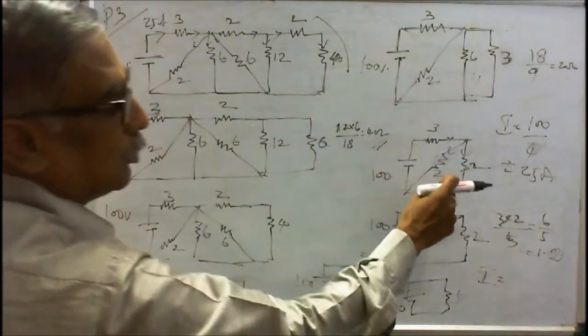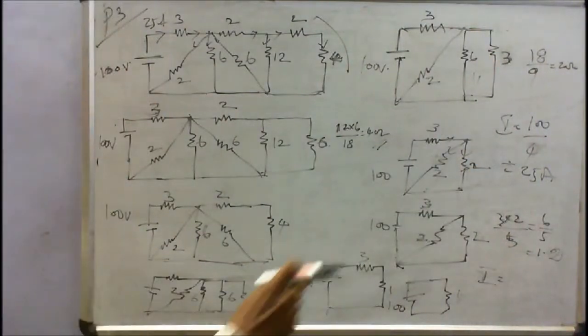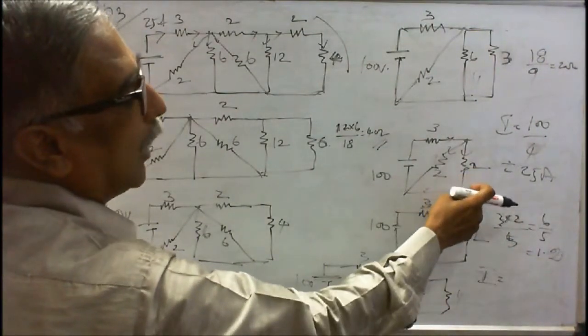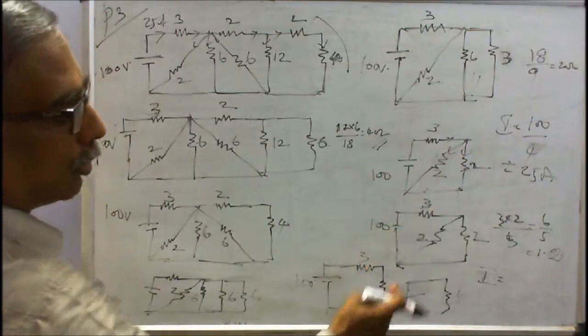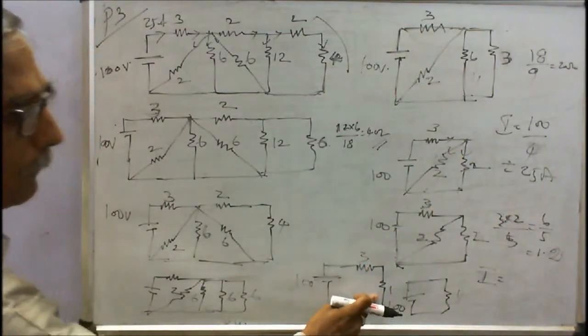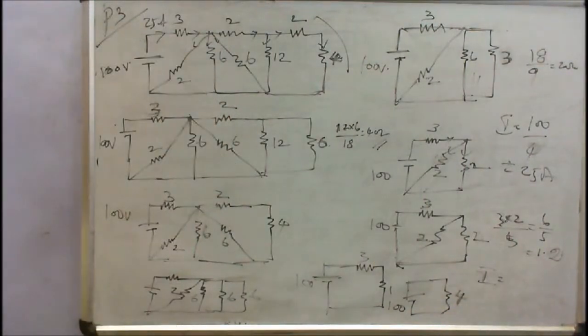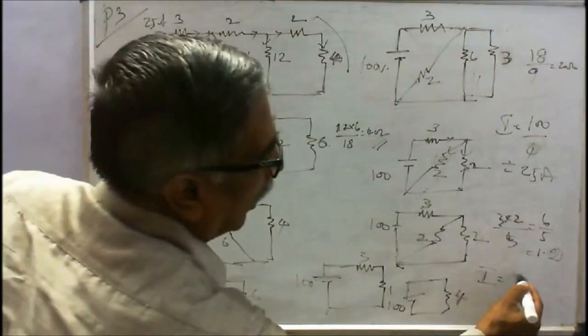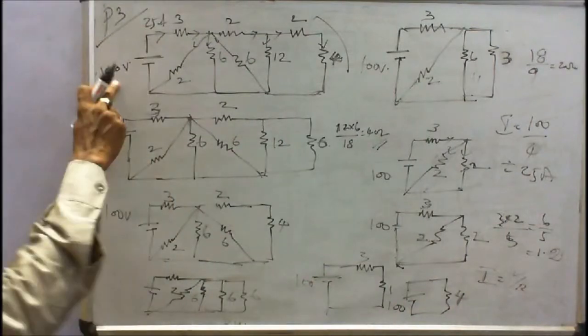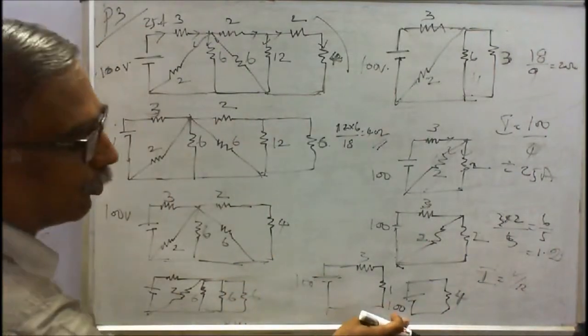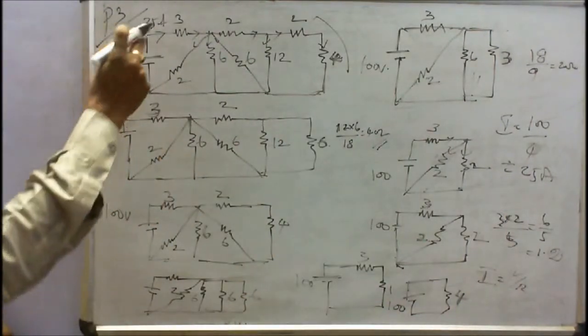There is a branch current 2, 2. Naturally the total resistance is 1 plus 3 is equal to 4. The total resistance is 4. Therefore, the current I is equal to V by R. Voltage is 100, total resistance is 4, so I is equal to 25 amps.